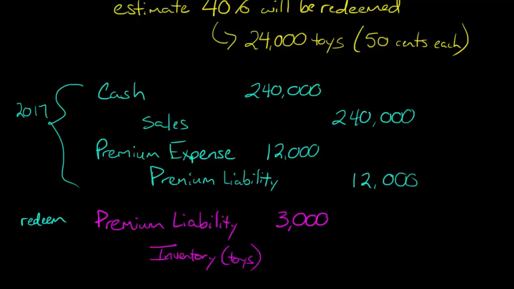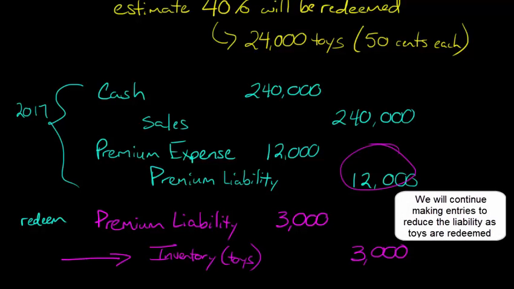Inventory of those toys, those 24,000 toys, but $12,000 worth since they were 50 cents each. So in any event, we're reducing that by $3,000 as we actually send out the toys, right? We're sending out the toys as people redeem them, and so now our obligation is not as high, so we reduce our liability in terms of the premiums.